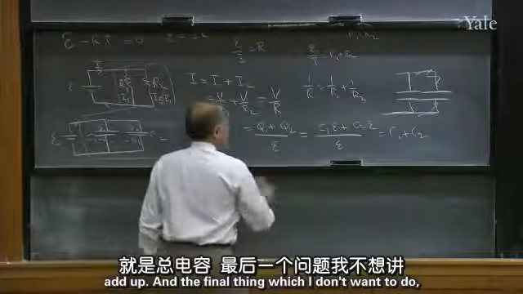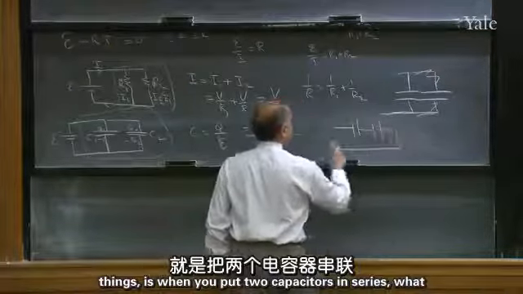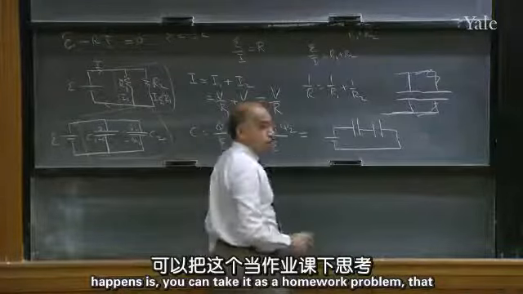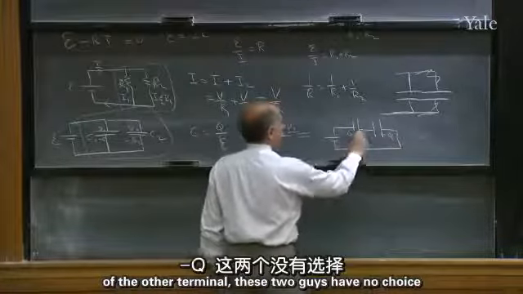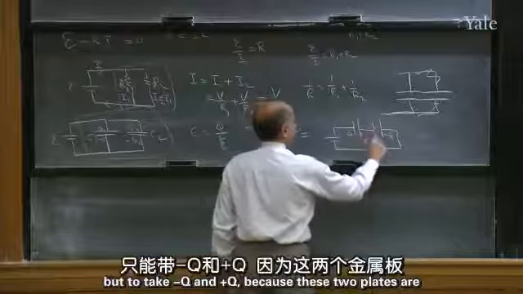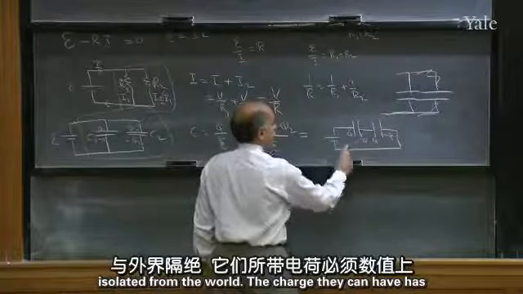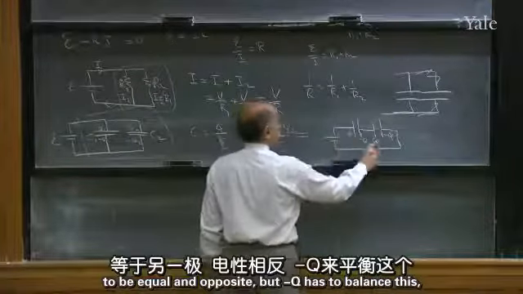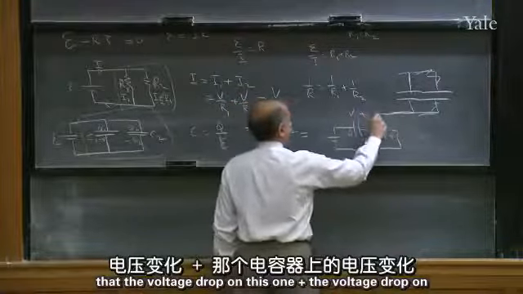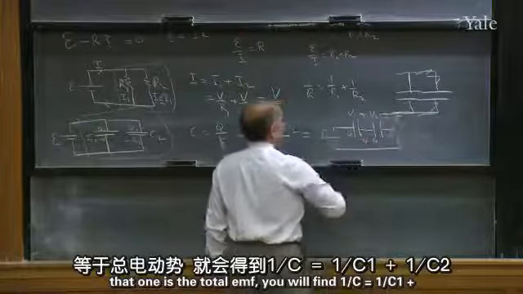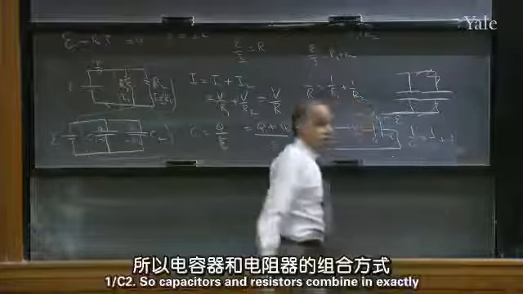And the final thing, which I don't want to do, because I want to move on to more interesting things, is when you put two capacitors in series, what happens, you can take it as a homework problem, that if you put a charge Q on this guy and a minus Q comes out to the other terminal, these two guys have no choice but to take minus Q and plus Q, because these two plates are isolated from the world. The charge they can have has to be equal and opposite, but minus Q has to balance this and plus Q has to balance that. Now if you use the fact that the voltage drop on this one plus the voltage drop on that one is the total EMF, you will find 1 over C is 1 over C1 plus 1 over C2.